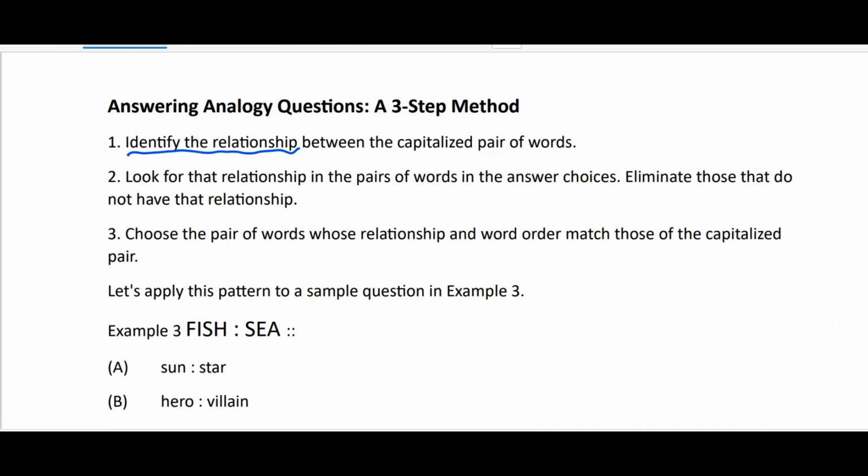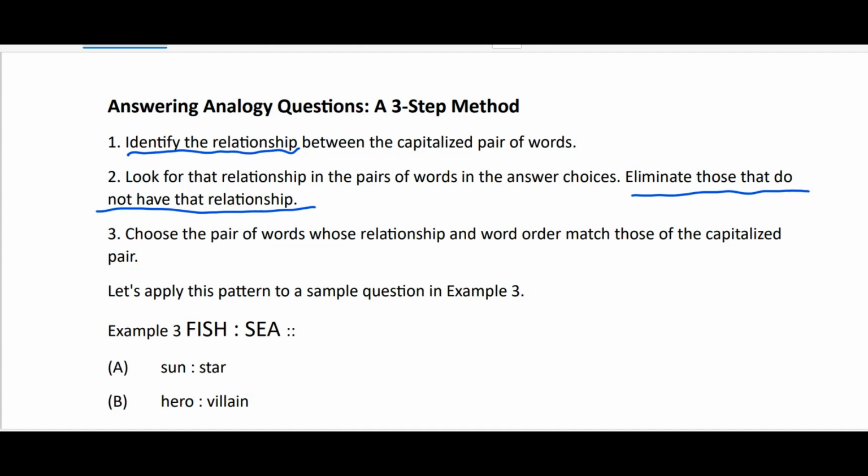Step two, look for that relationship in the pairs of words in the answer choices. You have 4 choices. So look at the choices and try to find the same relationship and eliminate those that do not have that relationship. If you find any pair that doesn't have the same relationship, you're sure that it doesn't, so just remove it or eliminate it.